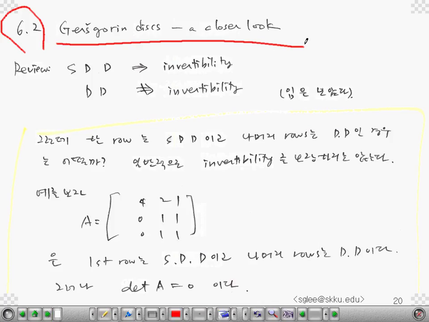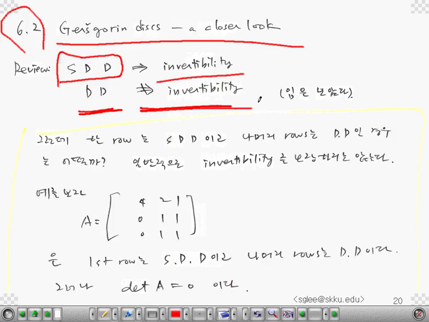Section 6.2, Ch6 disks. We give a closer look at it. Okay, recall. Strictly diagonally dominant guarantees invertibility. But diagonally dominant does not guarantee invertibility, except the one example that you show, theorem 6.1.11. If it's all strictly diagonally dominant except one diagonally dominant row, then it is still invertible. But generally, diagonally dominant does not guarantee the invertibility of the matrix.